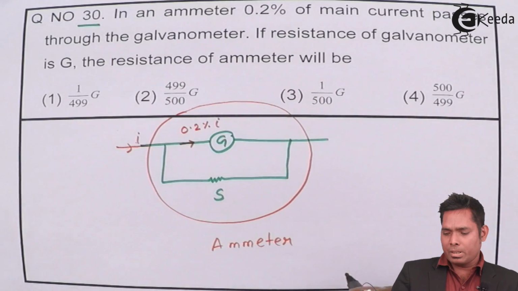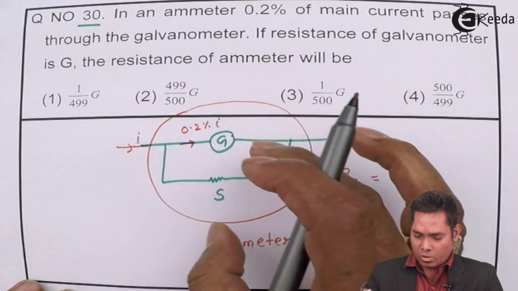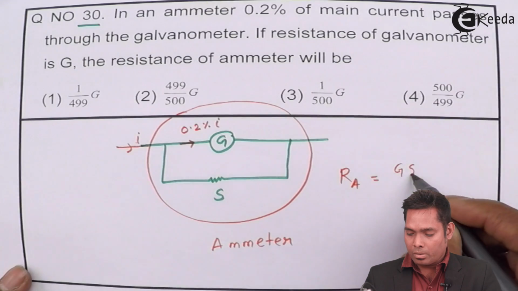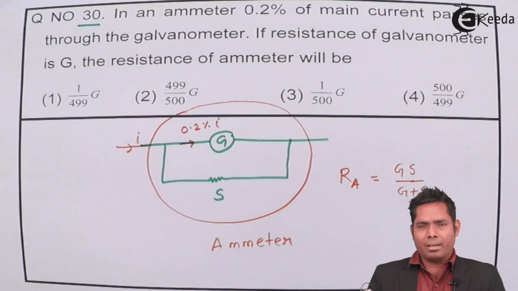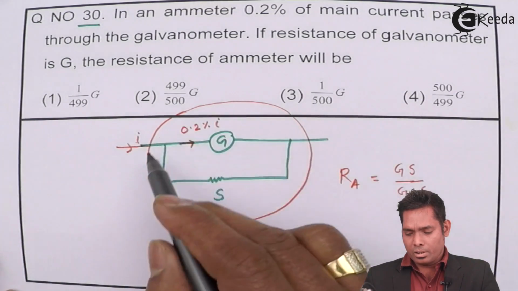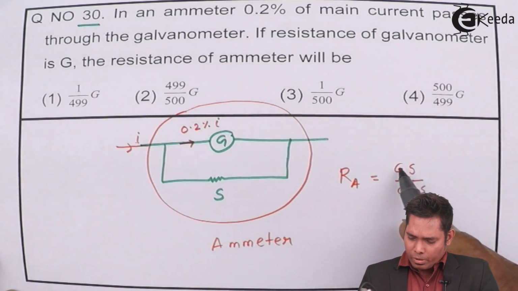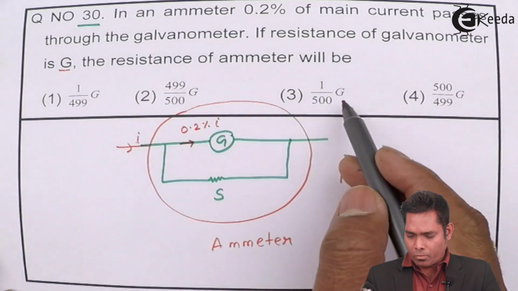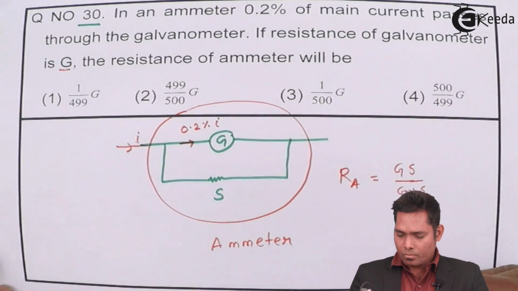This whole device is the ammeter, and the resistance of the ammeter, that is the combination of these two resistances in parallel, is product divided by sum. Because we know that when two resistances are in parallel, the effective resistance is product by sum. G will be as it is because it is given, so the answer will be in the form of G, and we have to find the value of S.